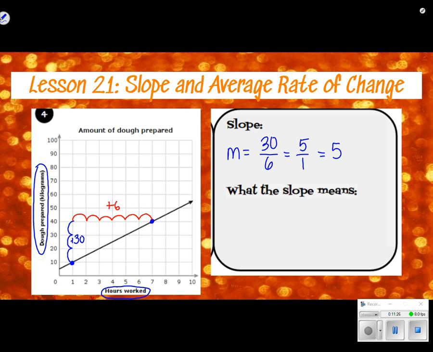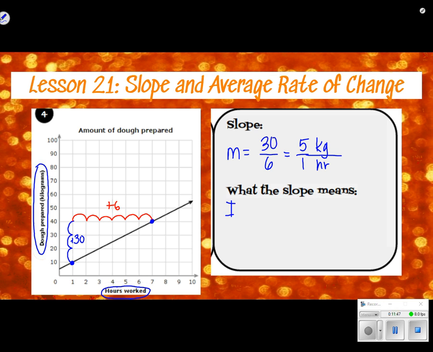But really, that idea of 5 over 1 is something we want to hang on to for just a minute. Let's look. This is change in y. The y value is about kilograms of dough, and change in x is hours worked. So it looks like we are preparing 5 kilograms of dough every hour.